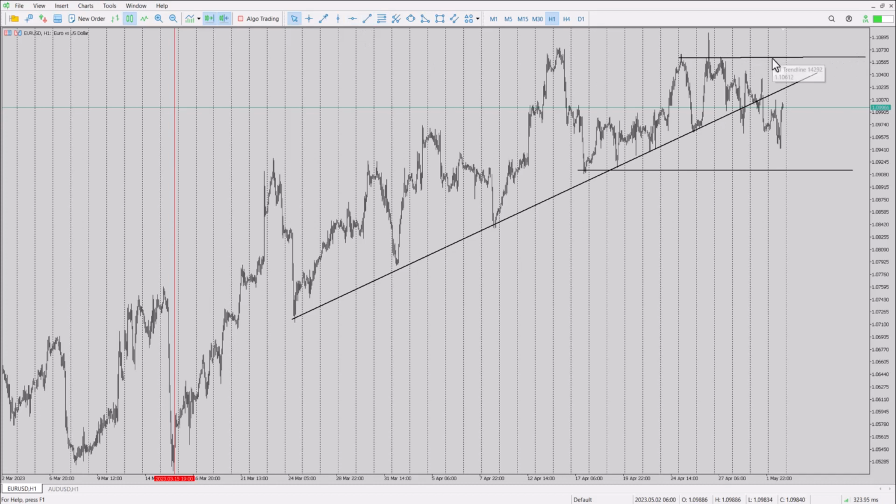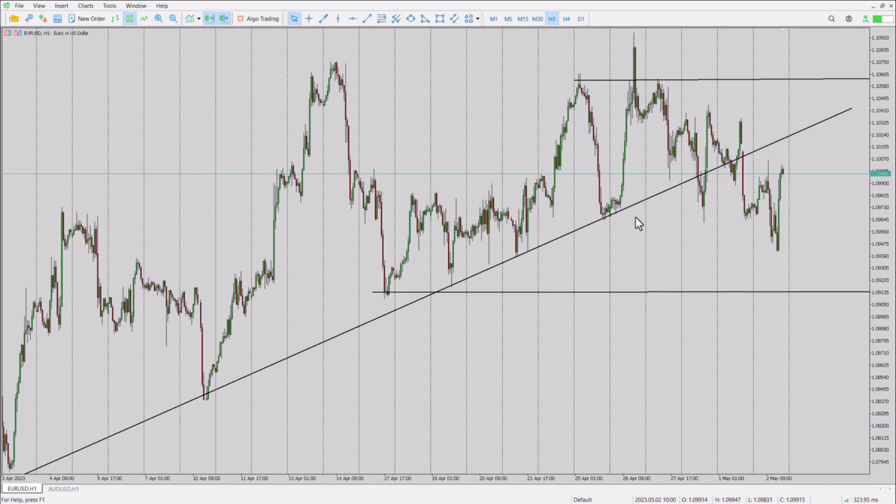So there's one at the top, one at the bottom. If the price hasn't broken one of these, we don't need to draw any other line. So do not make your chart very crowded with lines and stuff. These are the only things that you need in this time frame. So I zoom in a little bit so you can see how this structure works.